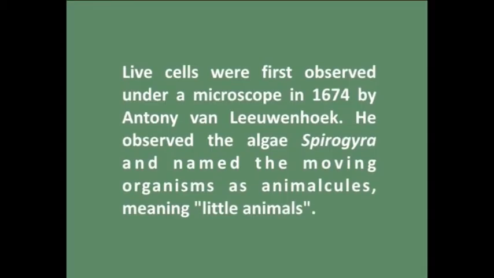The cells in the cork observed by Hooke were actually dead cells, giving no indication of the nucleus and other organelles, and cells of living organisms could be observed only after the discovery of improved microscopes having high magnification. Live cells were first observed under a microscope in 1674 by Antony van Leeuwenhoek. He observed the algae Spirogyra and named the moving organisms as animalcules, meaning little animals.